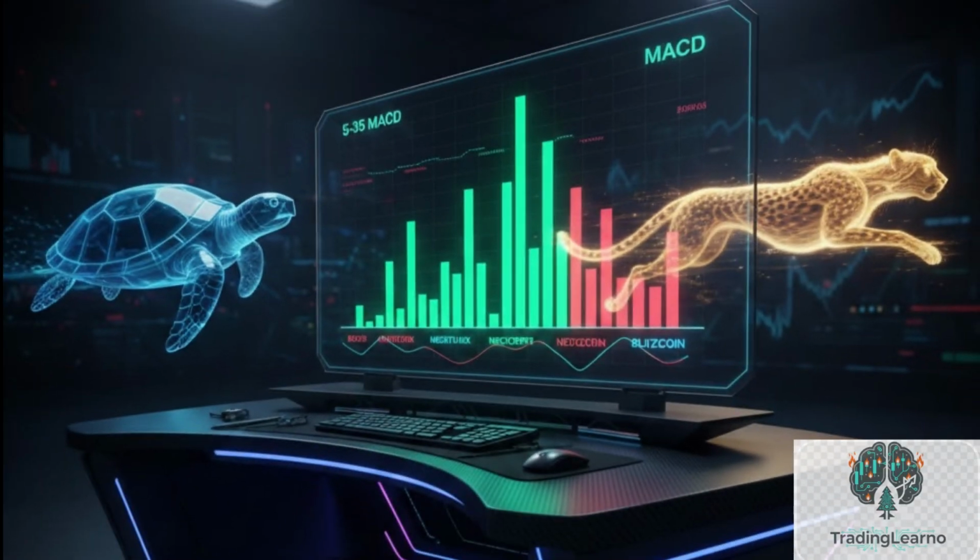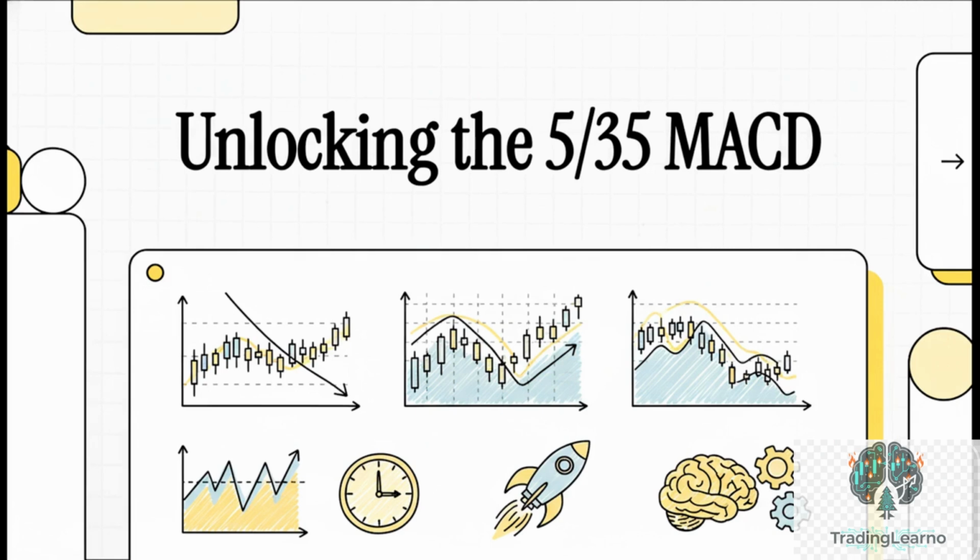Today, we're diving into a really powerful tool for short-term trading. It's called the 535 MACD. Have you ever wished you had a clearer, real-time picture of market momentum? To spot trends just as they're taking off? Well, you are in exactly the right place.